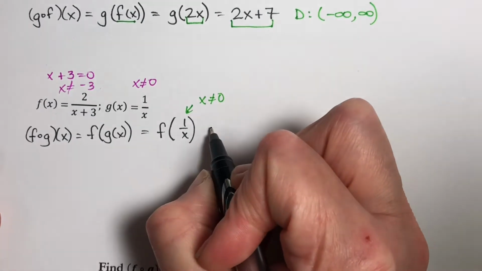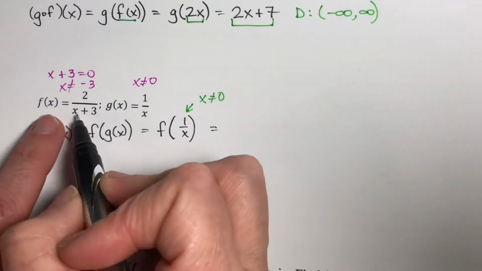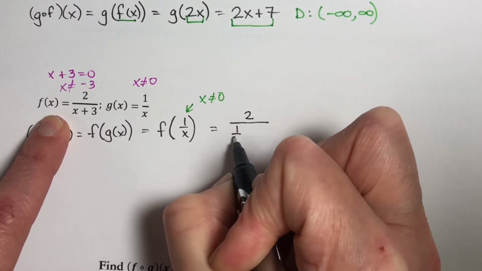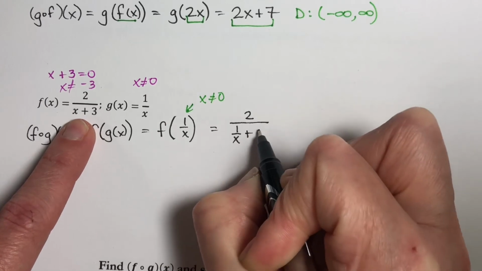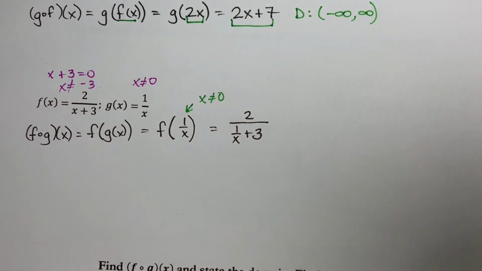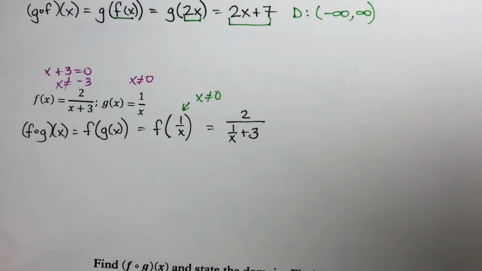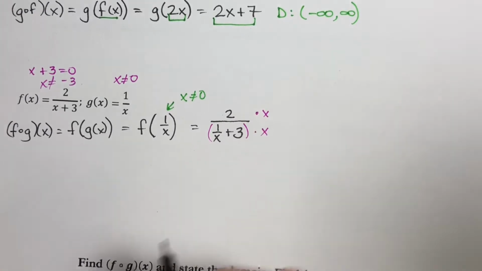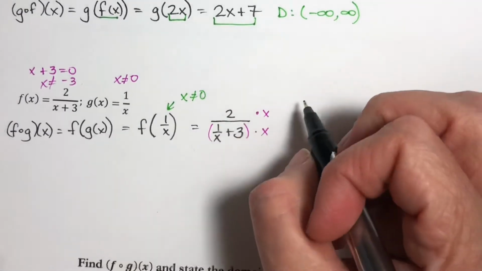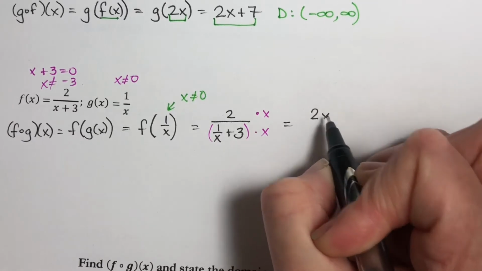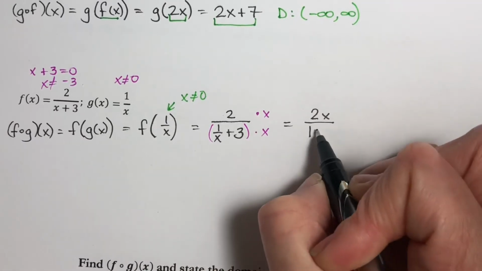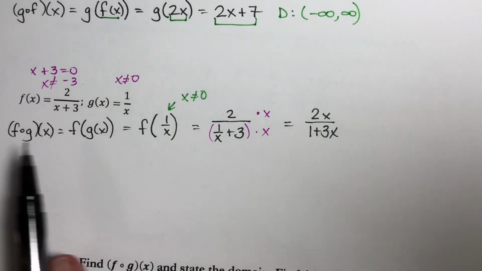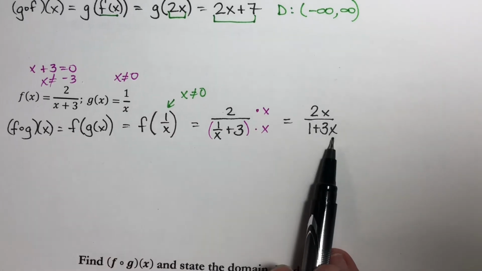Okay, so now let's take this and plug it in here. So this is 2 over 1 over x plus 3. Now I can simplify this if I multiply the top by x and the entire bottom by x. That will make this fraction go away, and I get 2x over 1 plus 3x. So if you're just asked to find f of g of x, this is your answer.